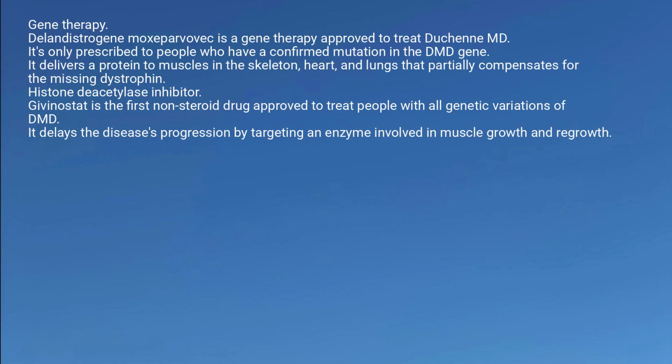Gene therapy. Delandistrogene moxeparvovec is a gene therapy approved to treat Duchenne MD. It's only prescribed to people who have a confirmed mutation in the DMD gene. It delivers a protein to muscles in the skeleton, heart, and lungs that partially compensates for the missing dystrophin. Histone deacetylase inhibitor. Givinostat is the first non-steroid drug approved to treat people with all genetic variations of DMD. It delays the disease's progression by targeting an enzyme involved in muscle growth and regrowth.